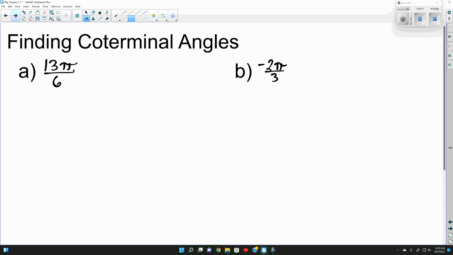Now, the first thing we want to do here, working with some of the problems, is finding coterminal angles. The best way we can find coterminal angles is either adding 2 pi or subtracting 2 pi for radians. The homework will probably ask for specific ones, say 2 positive and 1 negative, or 2 negative and a positive. So if I wanted to find the negative coterminal angle of 13 pi over 6, we can subtract 2 pi from it.